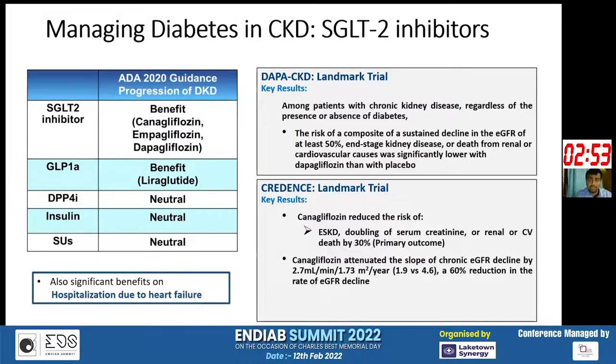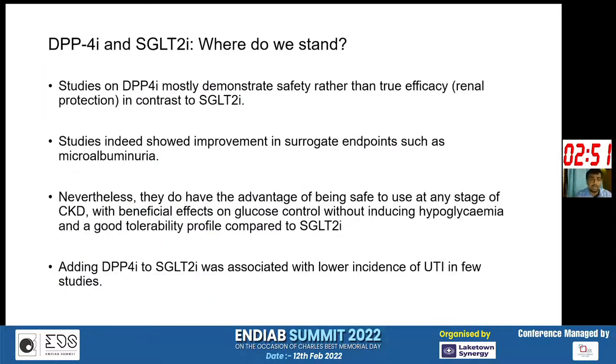So with the advent of SGLT2 inhibitors, where do DPP4 inhibitors stand? We have already shown that the studies on DPP4 inhibitors mostly demonstrate safety rather than true efficacy, in contrast to SGLT2 inhibitors. And studies on DPP4 inhibitors indeed showed improvement in surrogate endpoints such as microalbuminuria. And this microalbuminuria reduction may have some long-term meaningful effect in terms of cardiovascular risk reduction.